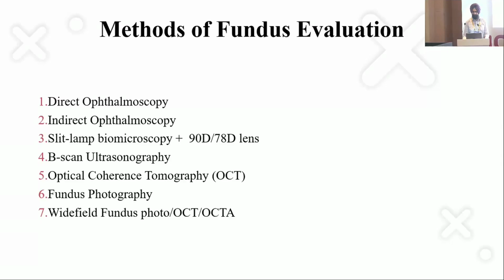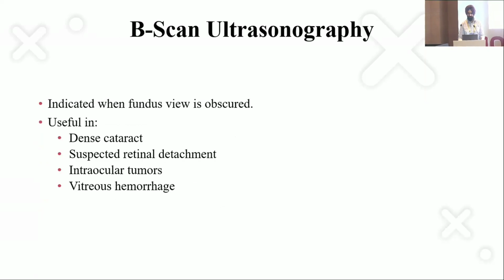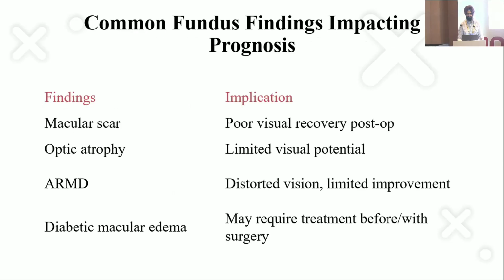Fundus can be examined by direct, indirect ophthalmoscopy, slit lamp biomicroscopy with a 90D or 78 diopter lens, B-scan ultrasound in dense media opacities, by OCT scanning, fundus photo, wide field photo, OCT angiography. B-scan is indicated when the fundus view is obscured. It's useful in dense cataracts, suspected retinal detachment, intraocular tumors, and vitreous hemorrhage.